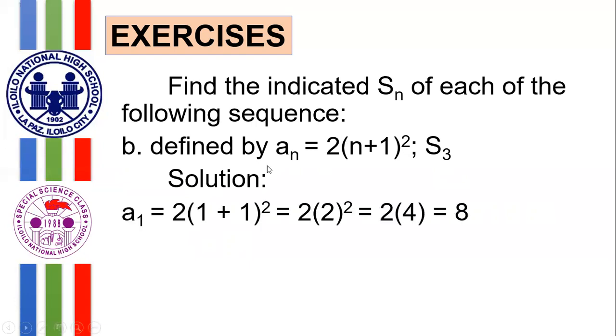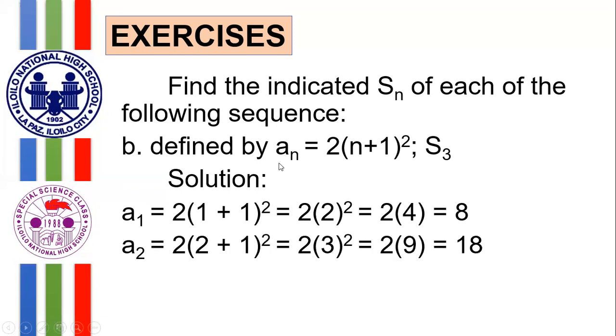Explicitly speaking, we will let n be equal to 1 to solve for the first term. Replacing all n's by 1, we have a sub 1 equals twice the square of 1 plus 1. So 1 plus 1 here is 2. You have to square first. So 2 squared is 4. 2 times 4 gives you 8. And 8 here is the first term. For the second term, we will let n be equal to 2. Replacing all n's by 2, you will have a sub 2 equals twice the square of 2 plus 1.